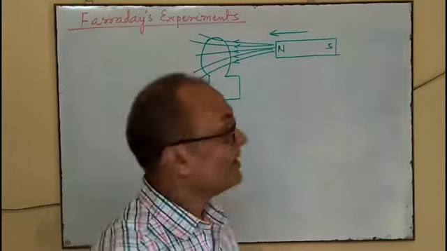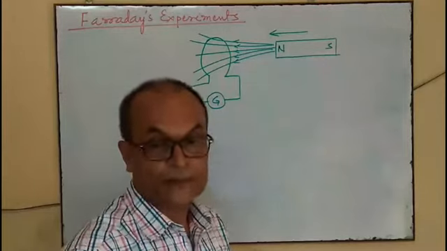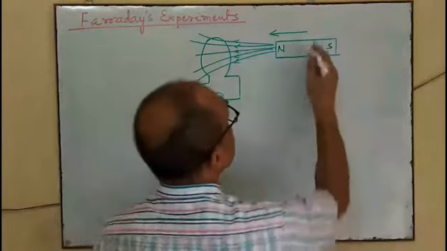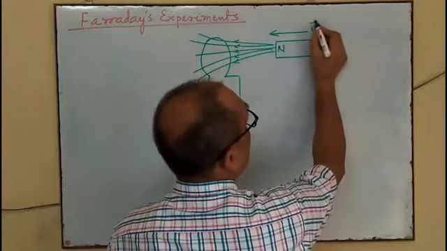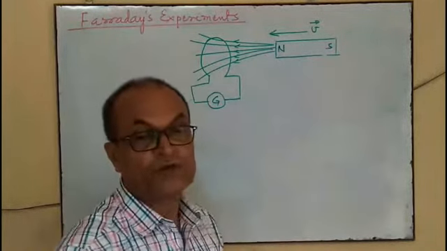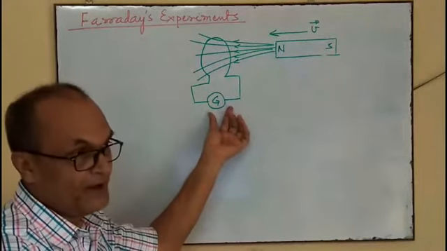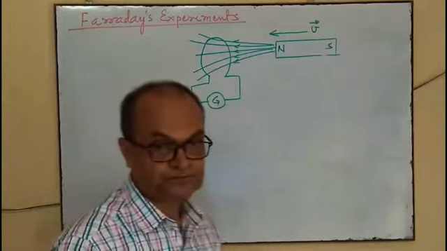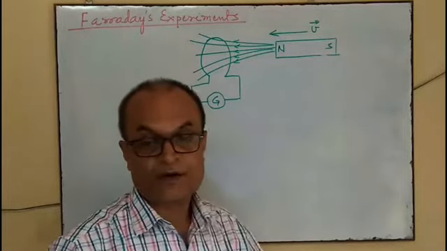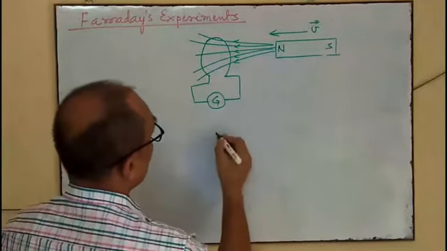But this magnet is always in motion. Suppose its velocity is v. This is the constant velocity. It is moving in this direction. Then we will see there is a deflection in the galvanometer, and we will see this.